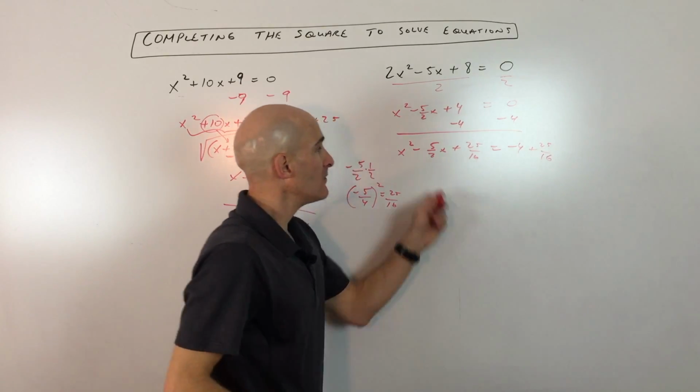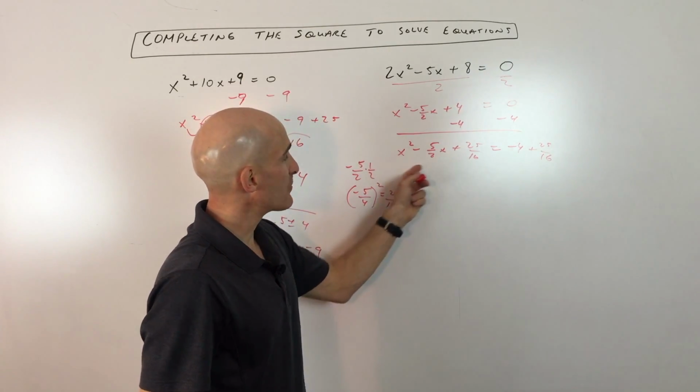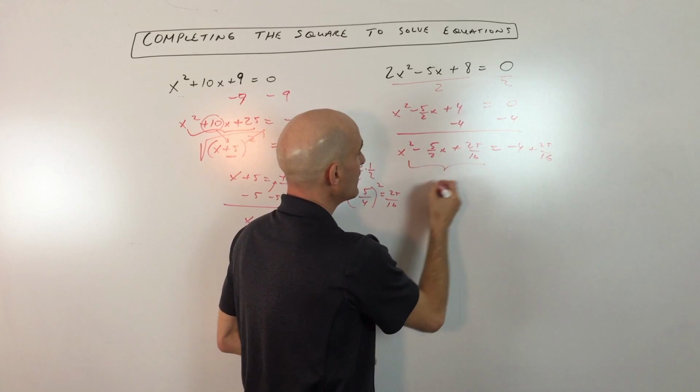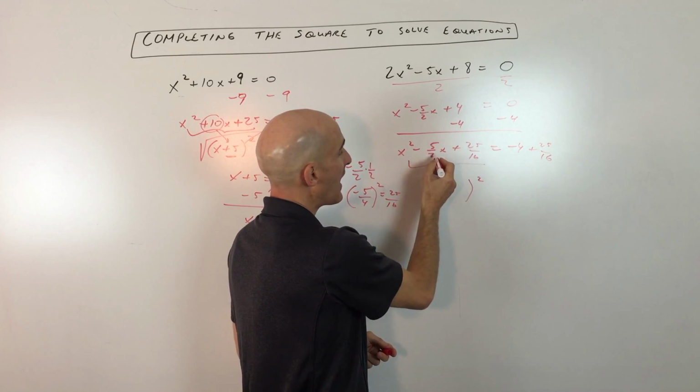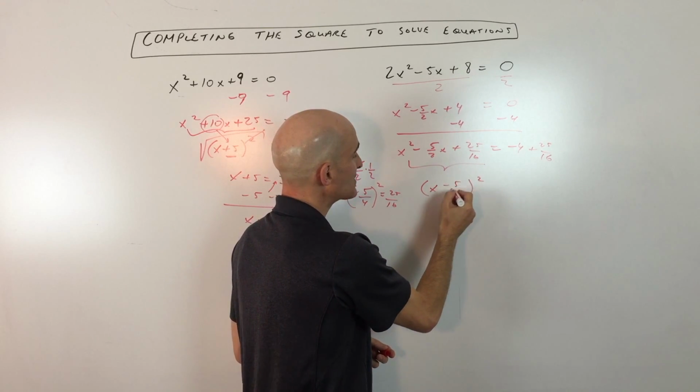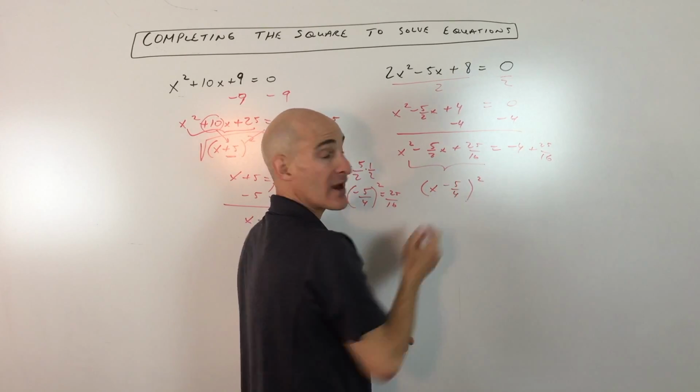Now, the way we've set this up is this is a perfect square, so when we factor it, remember the trick that we talked about from the last problem, you can just take half of that middle coefficient. So it's going to be x minus 5 fourths, the quantity squared.